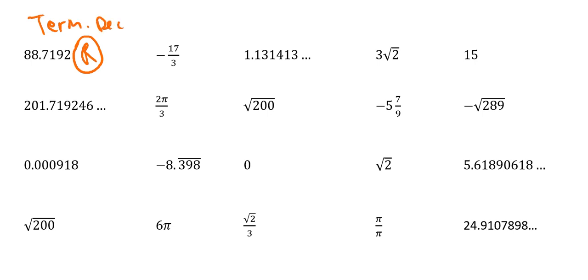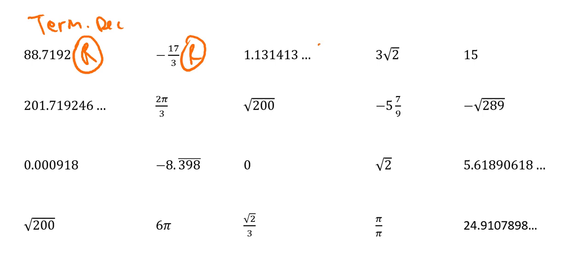Negative 17 divided by 3. That is also a rational number. Negatives have nothing to do with whether it's rational or irrational. 17 over 3 is a fraction. Negative 17 over 3, that is going to be a rational number.